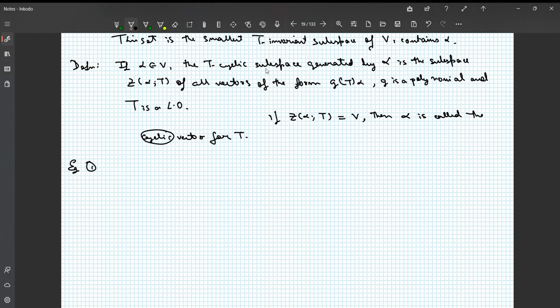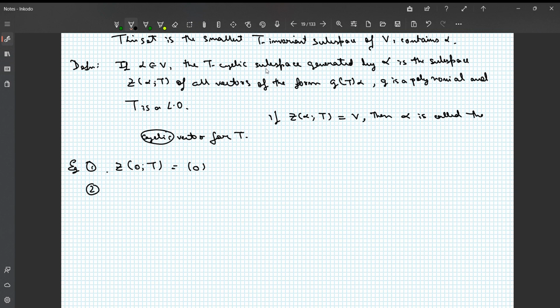So example number 1. What happens if you consider the zero element? Under any linear operator, we know that the image of the zero element is 0. So this is nothing but the zero subspace.